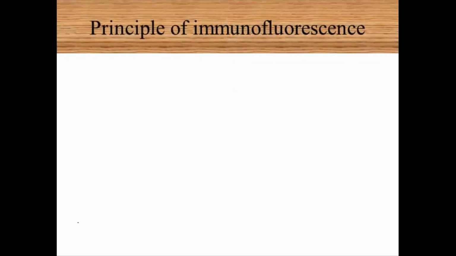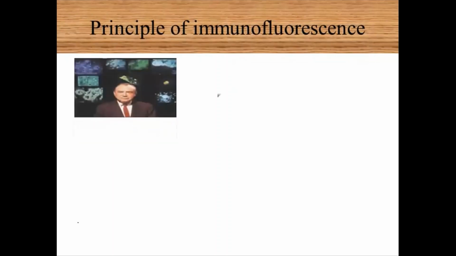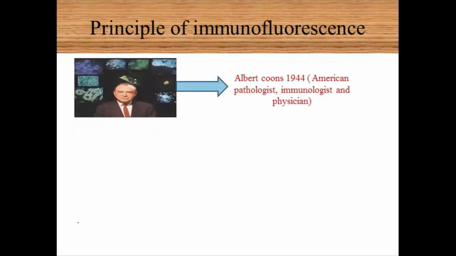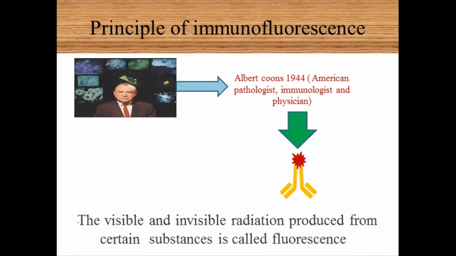Next, we will see the principle of immunofluorescence. Albert Coons, in 1944, an American pathologist, immunologist, and physician, said that an antibody could be labeled with any fluorescent dye. So we can say that the visible and invisible radiation produced from certain substances is called fluorescence.